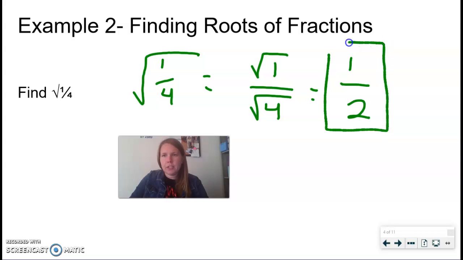So anytime you have fractions, take it by the numerator and then the denominator. So break it up. Bring the radical to the numerator and to the denominator. And then do those numbers separately and keep them in that fraction form, if they stay in a fraction form, that is.